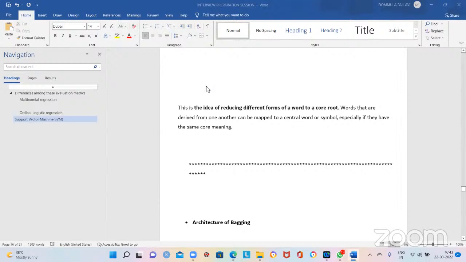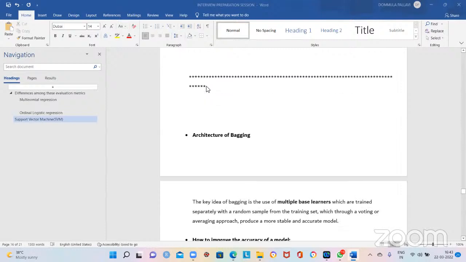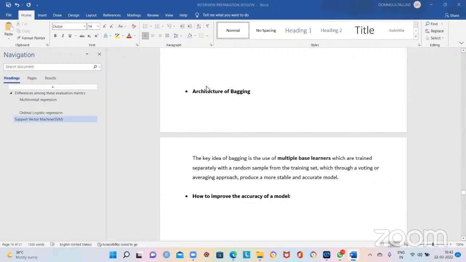Coming to the next one, architecture of bagging. What is the architecture of bagging? The key idea of bagging is the use of multiple base learners, which are trained separately with a random sample from the training set, which through a voting or averaging approach produce a more stable and accurate model. So this is all about this.